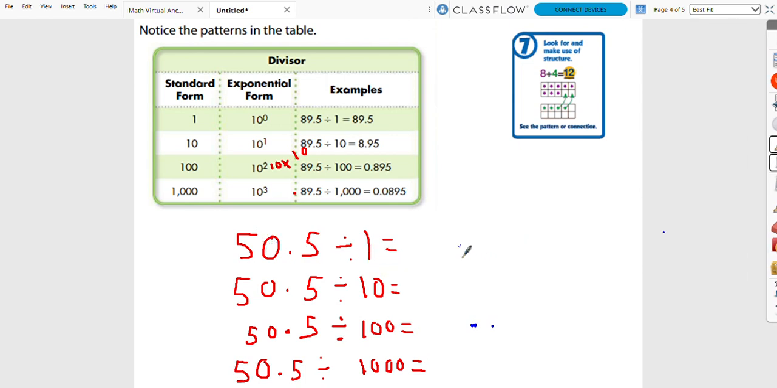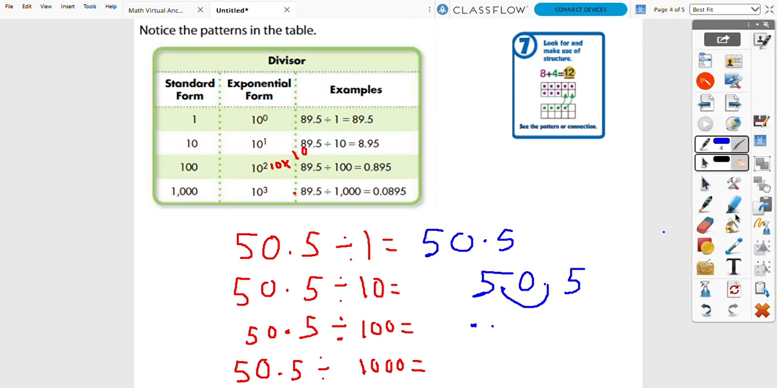50.5 divided by 1 we know is 50.5 because it's an identity question. 50.5 divided by 10. What we need to do is take 50.5 and move that decimal how many times? If you said 1 in your head or out loud, you're correct because it's a 10, right? We move it 1 over. So my new number becomes 5.05.